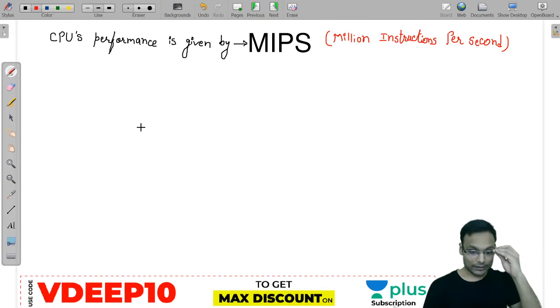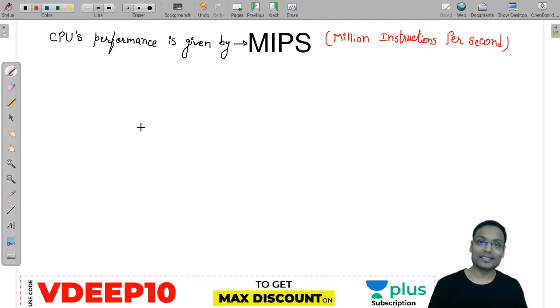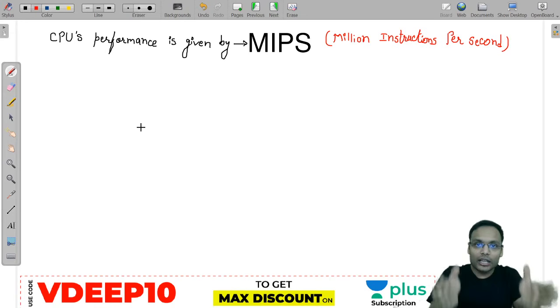Now what happens in that case? If I am calculating how many number of instructions CPU can execute in 1 second, that number is too large. In the lakhs, 20 lakh, 30 lakh, 40 lakh, crore भी हो सकता है. It can be 1 crore, it can be more than 1 crore. So what scientists have thought, let's convert this number into millions so that I don't have to write a larger number, a bigger number.